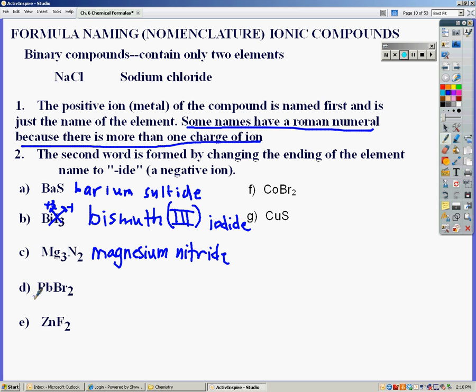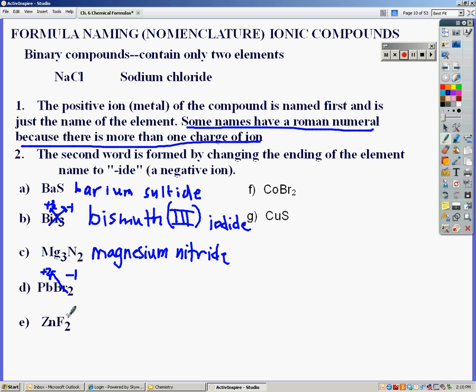Alright, the next one, letter D. Pb stands for lead. Now lead can form more than one charge. It can be a +2 or a +4. So we have to figure out what charge that is. Now, doing backwards crisscross, let's see if that'll work. So that means this is a +2. And if there's a 1 here, that means this is a -1.